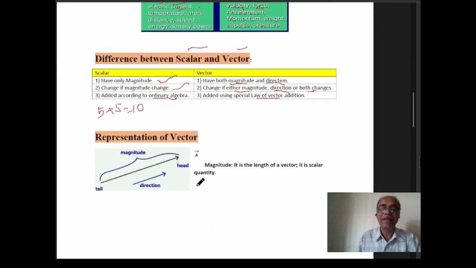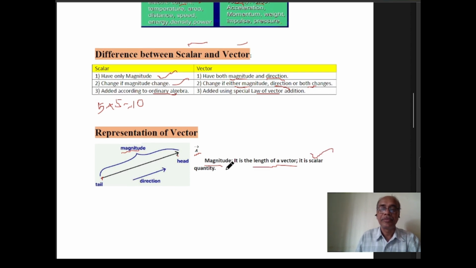Now, how can we represent a vector? Here you see, this is the vector A. A vector is represented by an arrow. This is the initial point, the tail, and this is the head. The length of the arrow is the magnitude, and the direction the arrow points towards is the direction. So the magnitude is nothing but the length of the vector, and the magnitude of a vector is a scalar quantity.